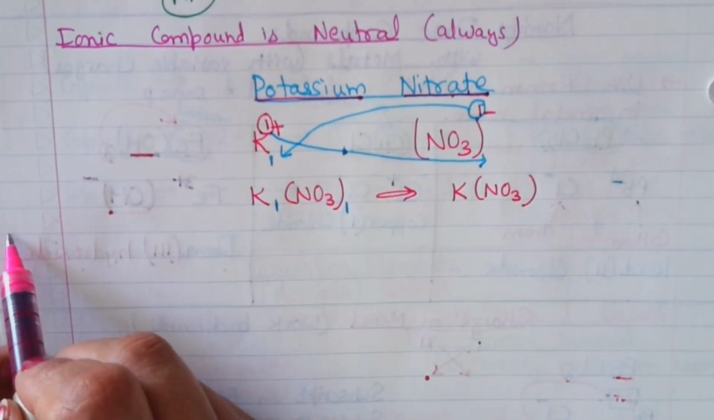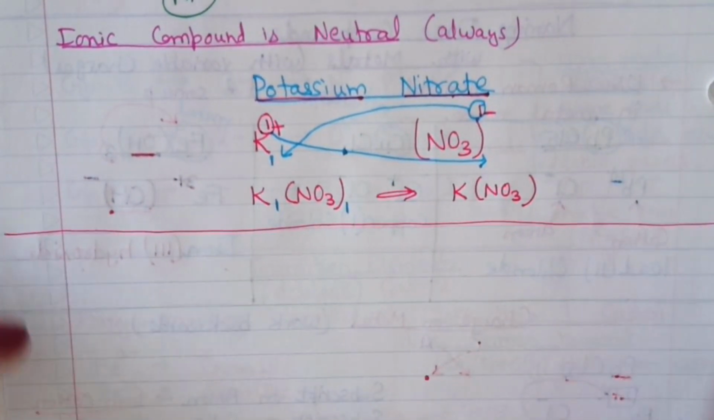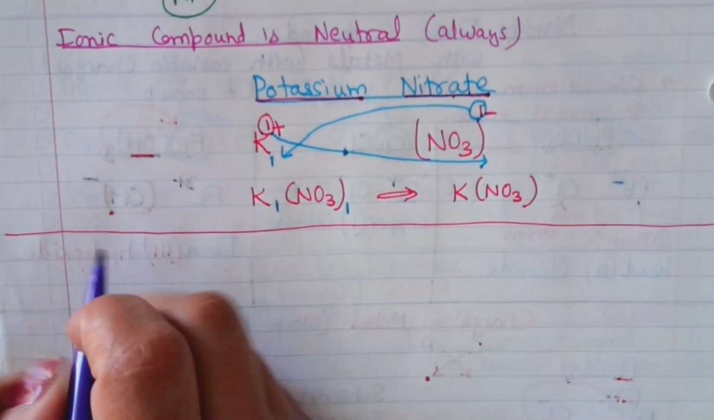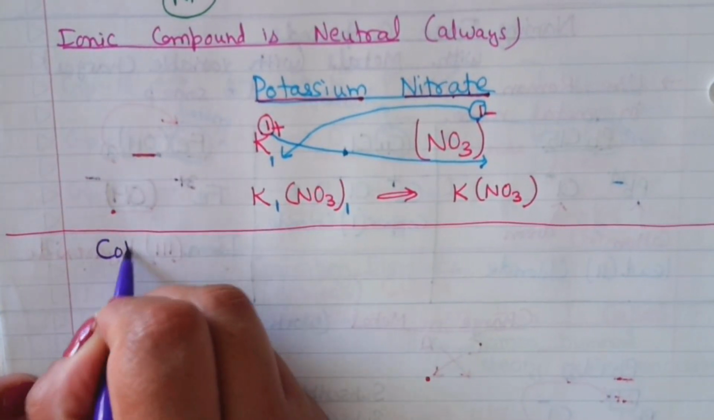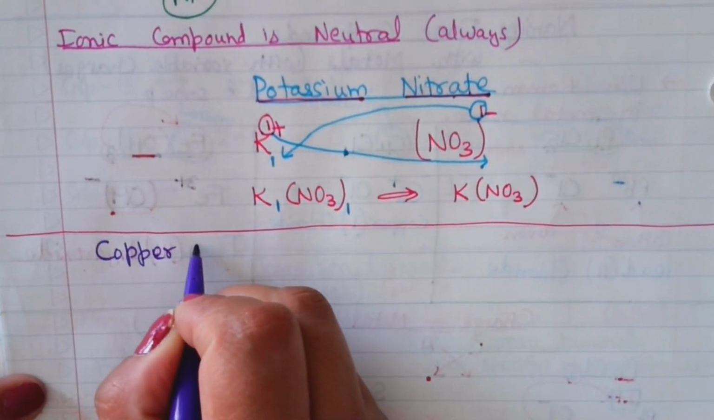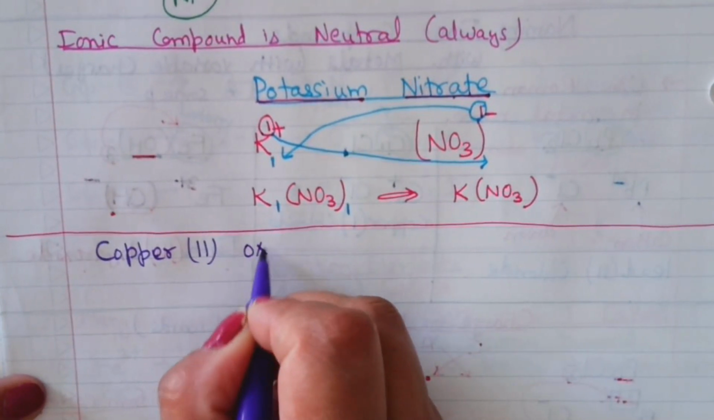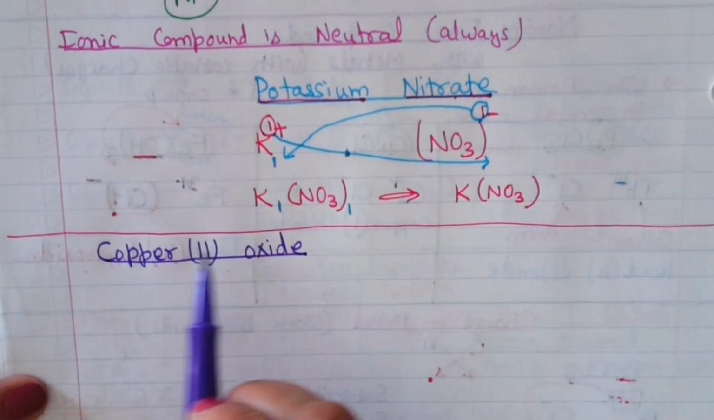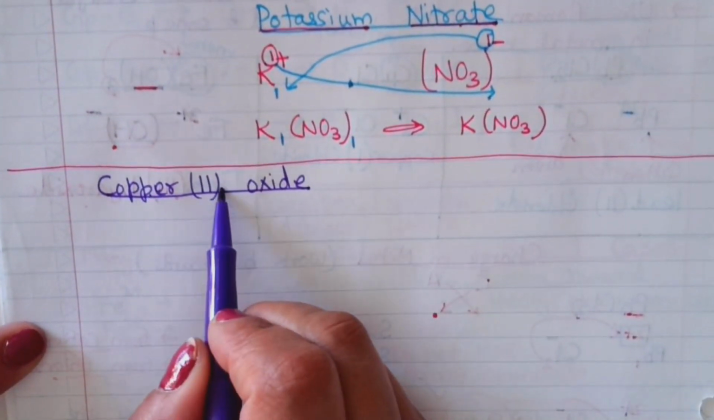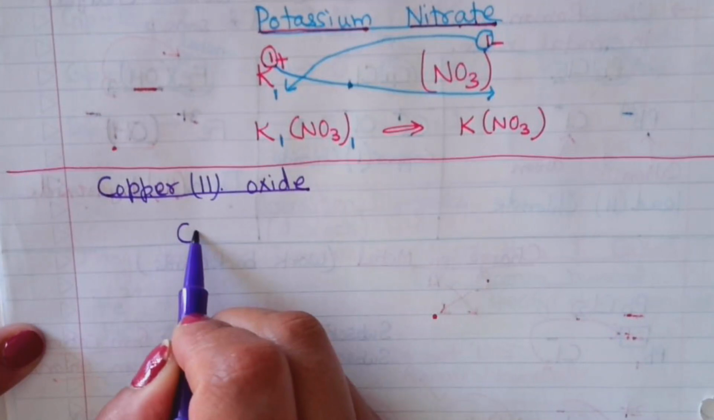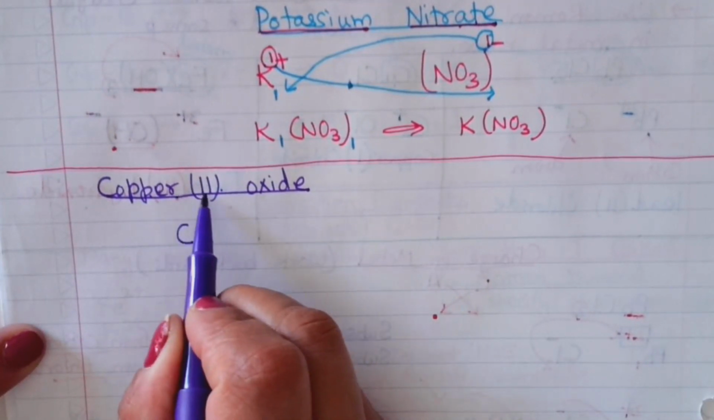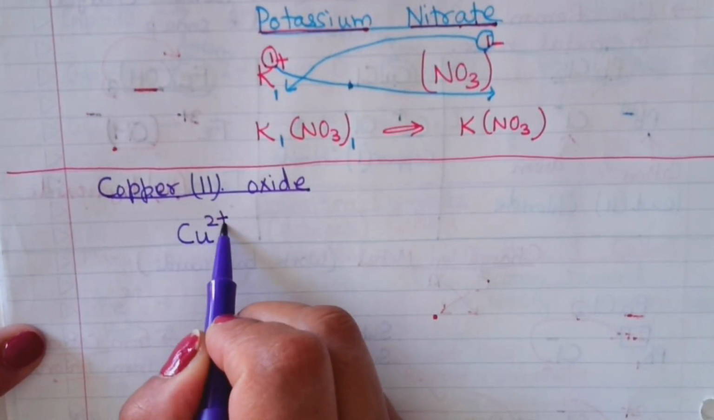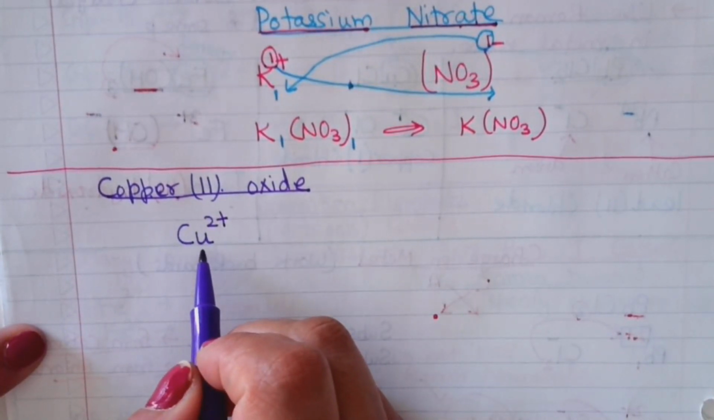right? So let's do another example. Let us write down the formula for copper(II) oxide. Now copper(II), so we know the charge on the copper metal, right? Copper(II) means copper 2+, because metals always make cations.